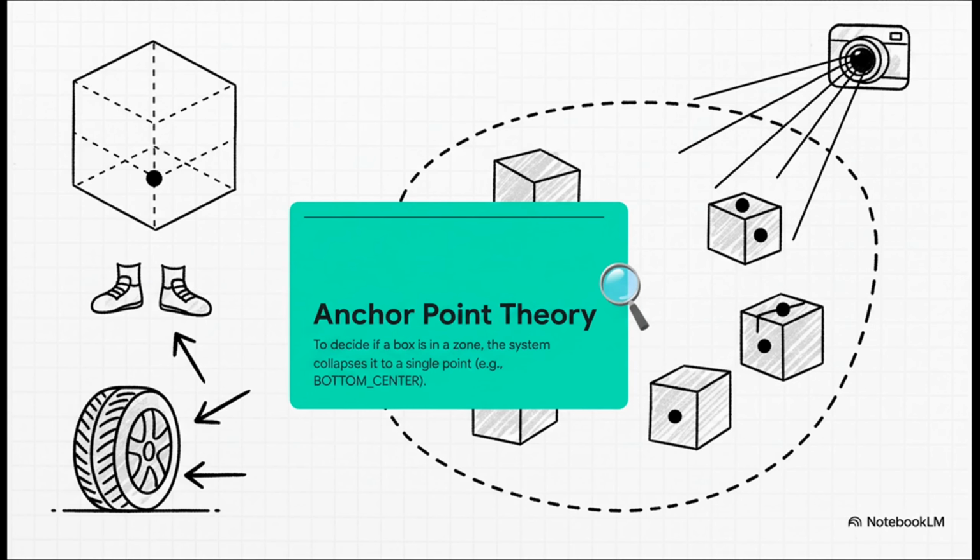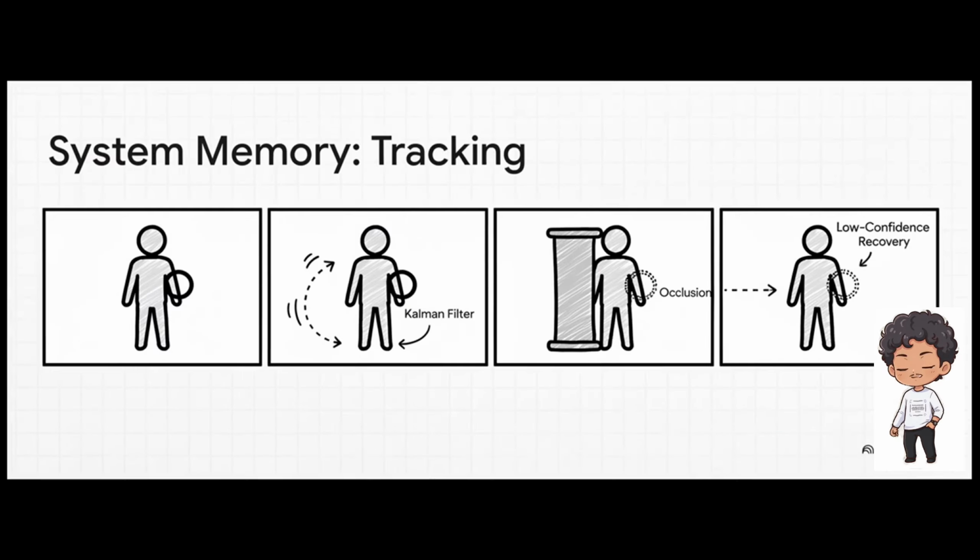So why there? Think about it. That's where a person's feet would be. It's where a car's tires touch the road. It perfectly maps the object to the floor. And just like that, it completely solves the whole camera perspective problem. So clever. Okay, and to stop the system from counting the same person over and over, it needs a memory.